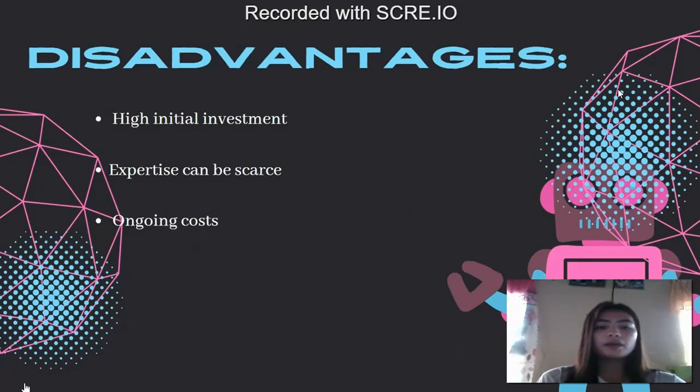Third is ongoing cost. While industrial robots reduce some manufacturing labor costs, they come with other ongoing expenses such as maintenance. In addition, you want to consider the cost to keep the robot and any related IoT connected devices protected from cyber threats.